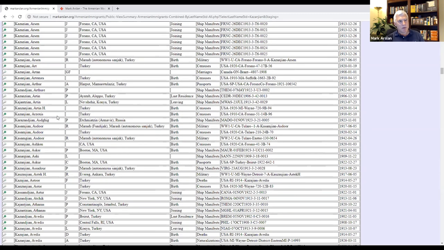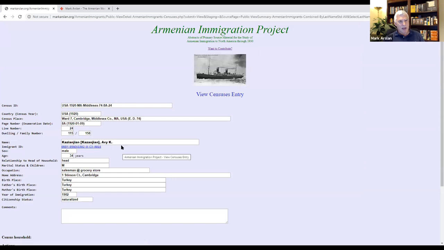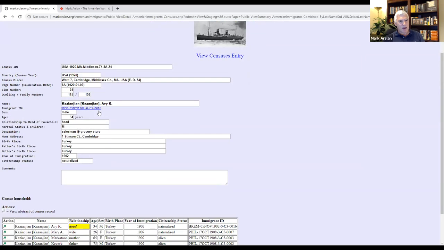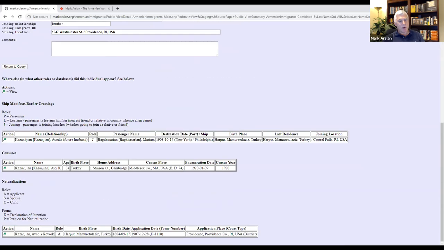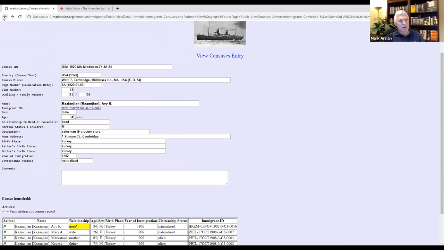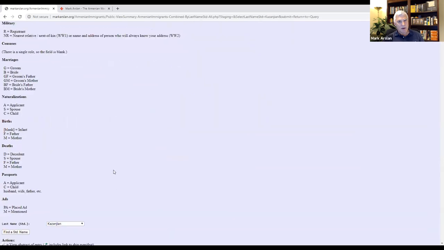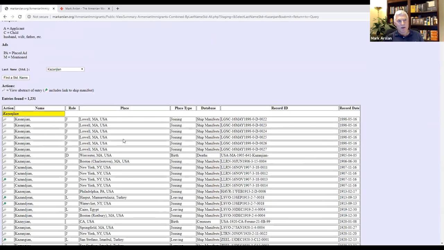If you find somebody you're interested in, you just click on that link there. See, this was a census for AVK Kazanjian. And I happen to have that he came in 1902, so I can go to a ship manifest entry, and I can find all the places I found that person. If you want to go back to the original query, you just go back, and it'll take you back to this list, and you can look at another name.